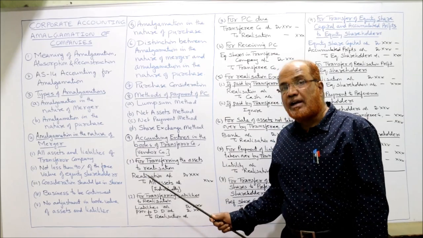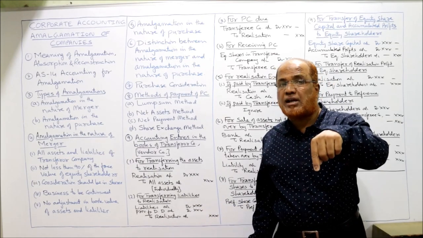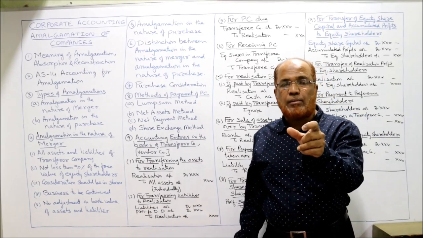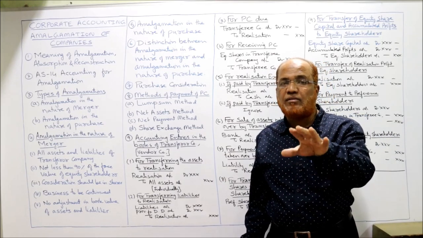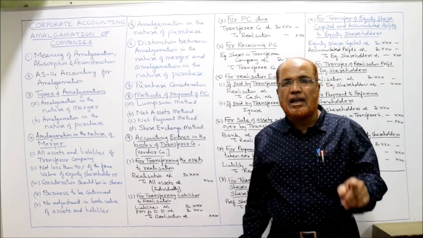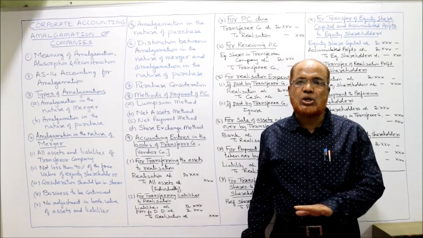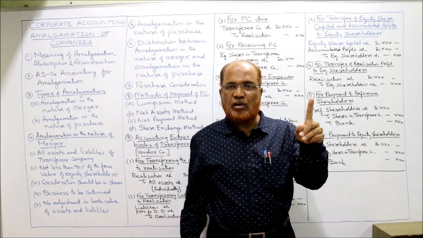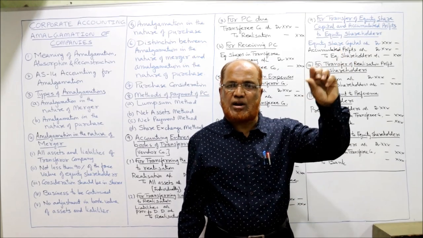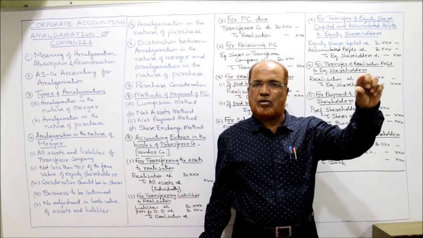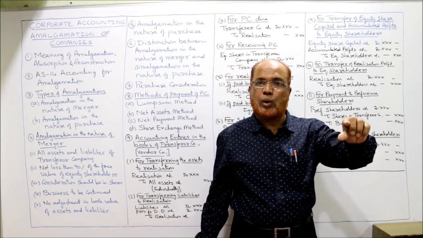While transferring the assets, all assets should be transferred, whether taken over or not. Whereas liabilities, only those liabilities should be transferred which are taken over. The liabilities which are not taken over should not be transferred to realization. By passing this entry, liabilities accounts will get closed. Two entries are passed. The first entry, transferring all assets to realization: realization account debit to all assets individually. Second entry, transfer the liabilities: liabilities account debit, provision for doubtful debts account debit to realization.